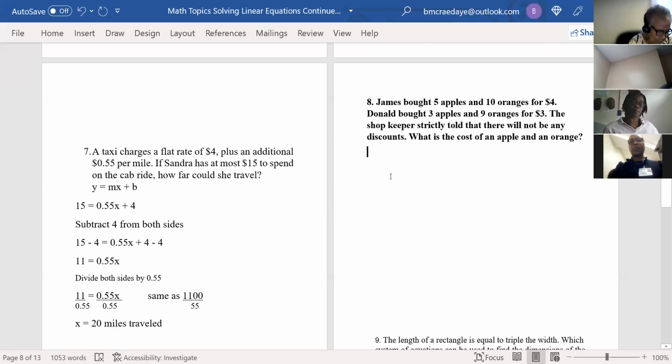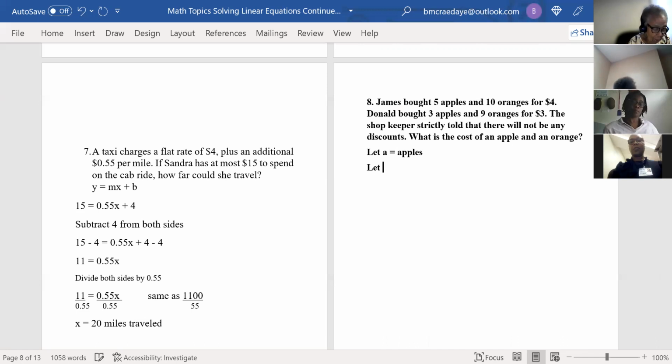So I'll give you some variables. Let A equal apples and let R equal oranges. I'm using R because I don't want to use an O because sometimes it looks like a 0. Now, knowing that, give me the 2 equations that I would set up.